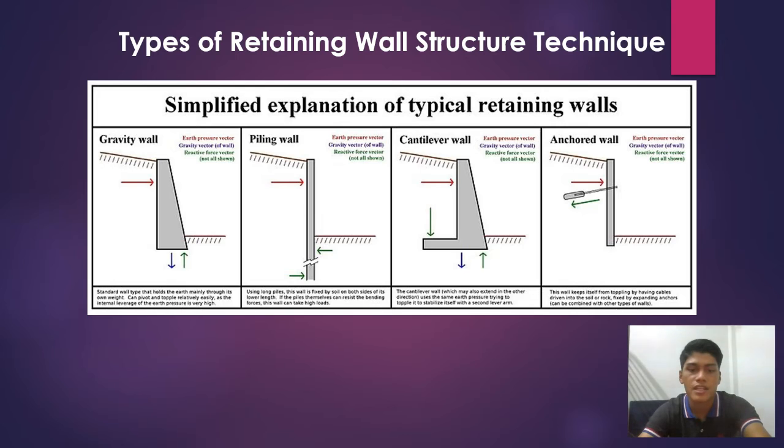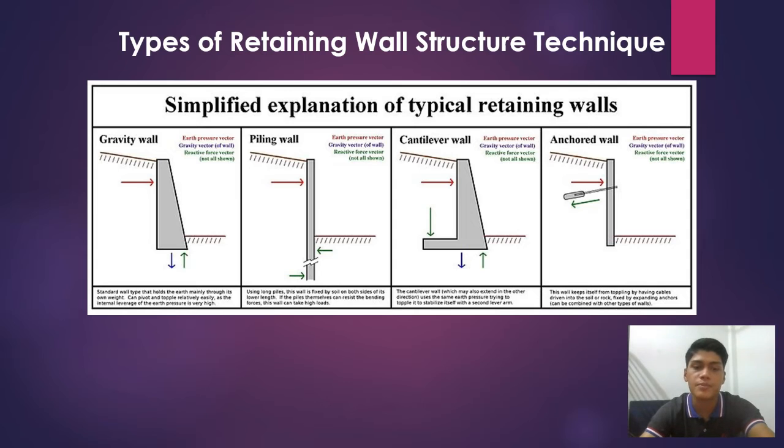Third, we have the cantilever wall. Cantilever walls are constructed with an internal stem of steel-reinforced cast-in-place concrete or mortar, frequently shaped like an inverted T. The cantilever wall stabilizes itself with a second lever arm by using the same earth pressure that is attempting to topple it. Lastly is the anchored retaining wall.